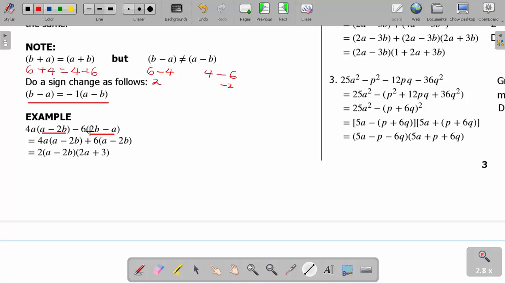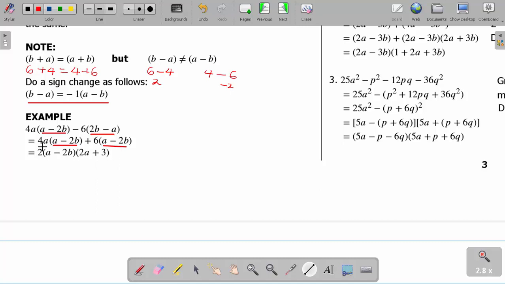So what I'm going to do, this is a minus 2b, this is 2b minus a. So to make all of them a minus 2b, if I take out a negative one here, it's going to be a minus 2b. But now that negative times negative 6 makes this positive 6 here. Now you can see finally I have a minus 2b, then a minus 2b. It's a common bracket. I can factor it out as a minus 2b.